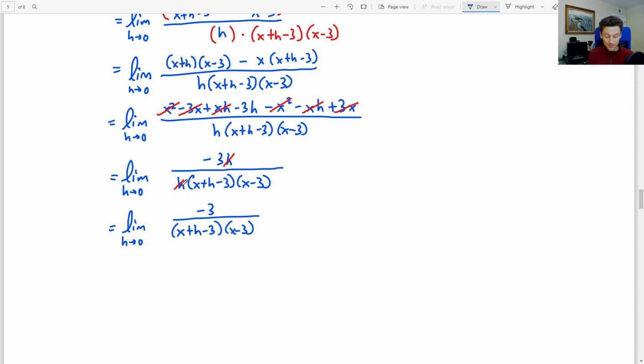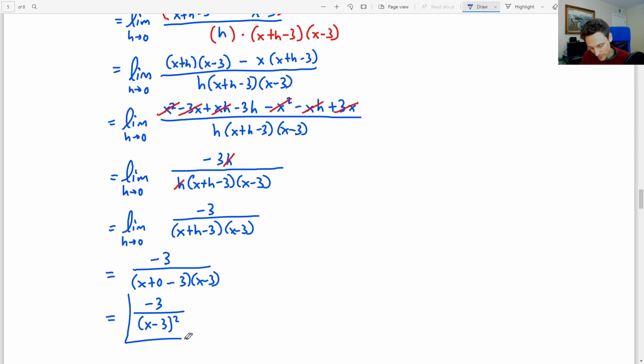Okay, now that the factor of h has been canceled, that 0 over 0 problem is gone. So now we can take the limit as h approaches 0 by plugging in h equals 0. At this point, we don't have to write the limit anymore because we're replacing h with 0. Now in the bottom we're going to get x minus 3 times x minus 3, which gives us x minus 3 squared. That would be a nice simplified way of writing our result.